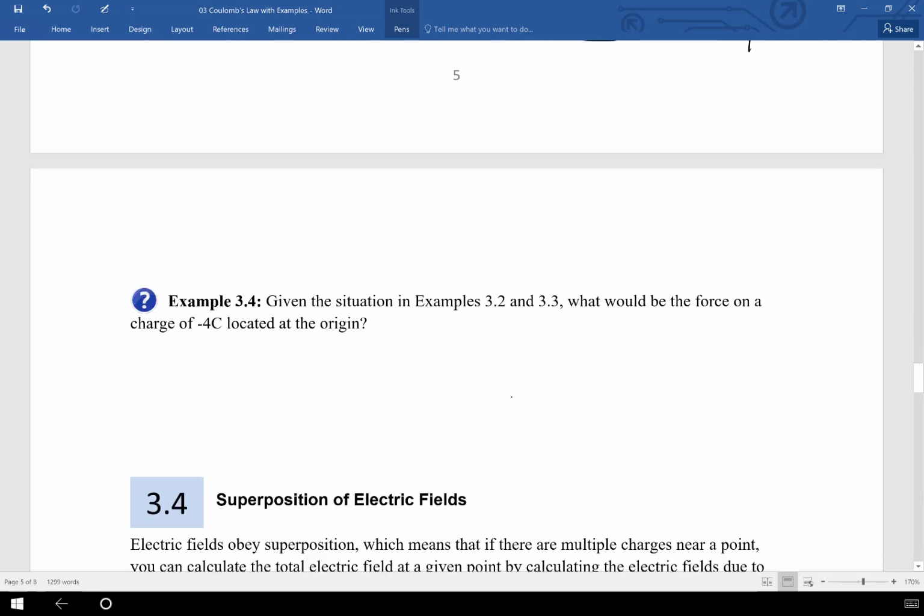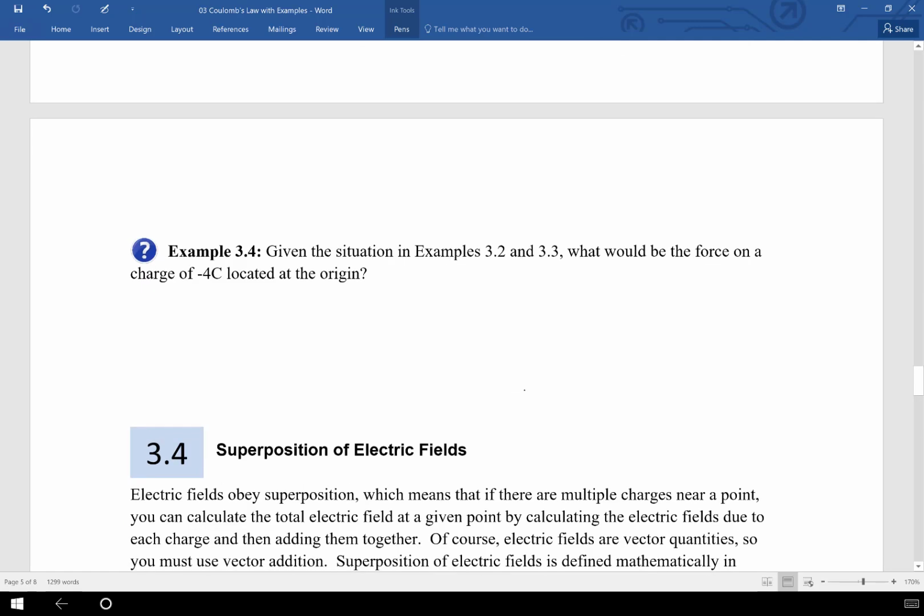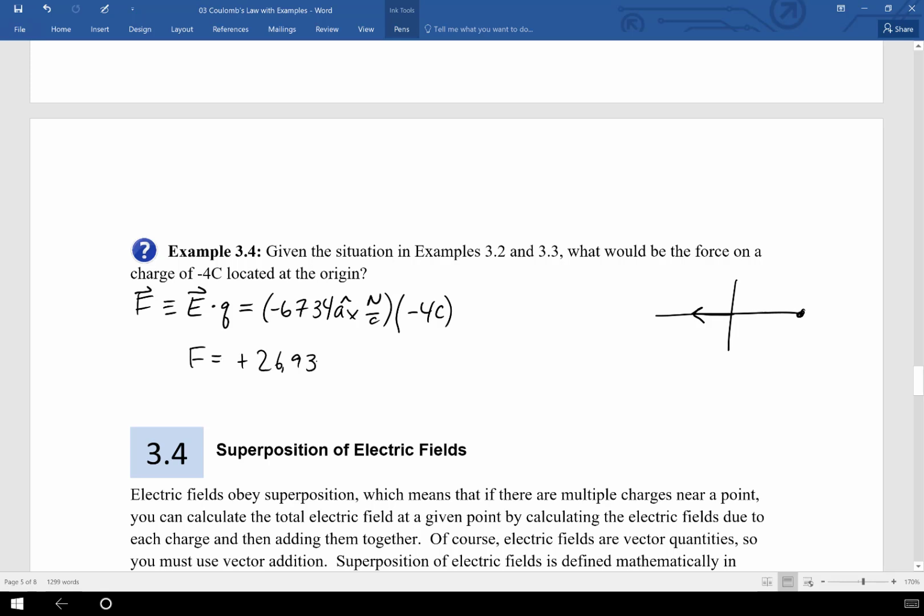Now finally, given that situation in those two examples, what would be the force on a charge of negative 4 coulombs situated at the origin? We now know that there's the point charge over here, and it's causing an electric field pointing in the negative x direction, but the force is defined to be the electric field multiplied by the charge. And so in this case, that is negative 6,734 a sub x newtons per Coulomb multiplied by negative 4 coulombs, and therefore the force is positive 26,939 a sub x newtons.